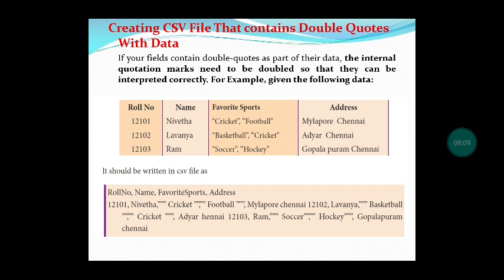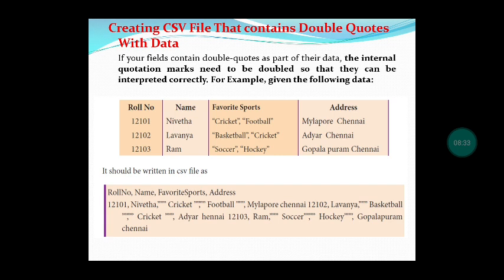Let us see an example. Here roll number is given, name Niveda, Lavanya, Ram is given. Favorite sports, it is enclosed with double quotes, cricket, football. Cricket is enclosed with double quotes and football is also enclosed with double quotes. And address as usual Mylapore, Chennai, same thing is there.